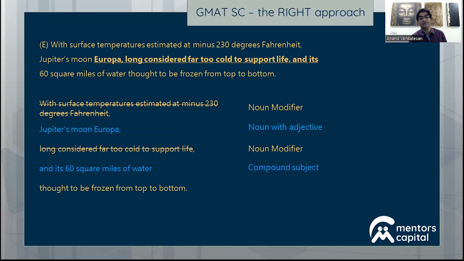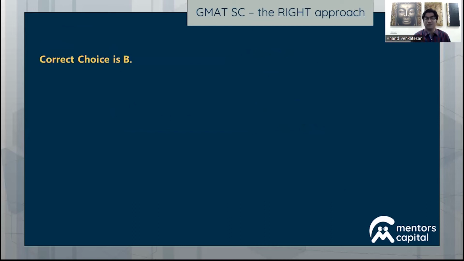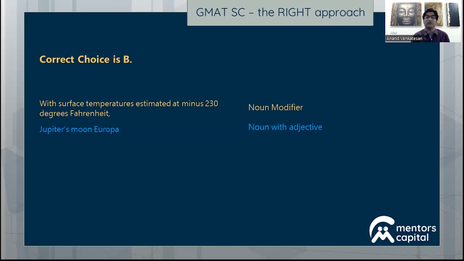Well, if Europa and the second thing, which is water, are thought to be frozen from top to bottom, sure. But what is the sentence talking about? What is the verb being described in the sentence? You can't have Europa and three modifiers and two subjects and still be considered a valid sentence, right? So you can see that the moment I identify the sentence structure and I understand its meaning, what is the meaning here? The correct answer is B because it says that temperatures shooting to these levels, minus 230 degrees Fahrenheit, with that happening on Jupiter's moon.